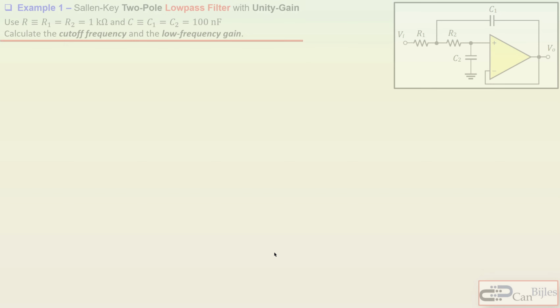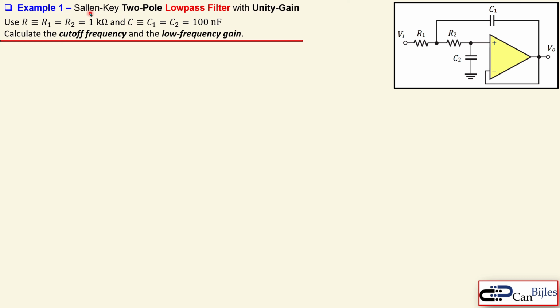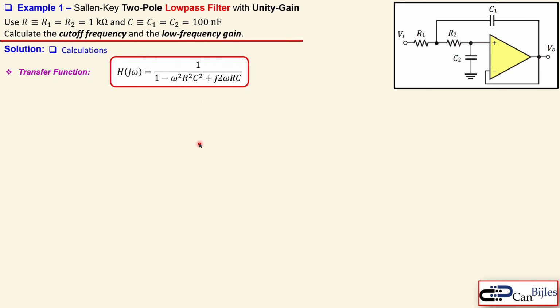filter circuits. The first example is the Sallen-Key 2-pole low-pass filter with unity-gain. This is shown here. And we will use here the resistors R1 and R2 all 1 kilo ohm, and C1 and C2 will be 100 nanofarads. We would like to calculate the cutoff frequency and also the low frequency gain for this circuit. Now we know the transfer function, we have discussed that, that's shown here. And we know that the cutoff frequency for this situation is given by this expression.